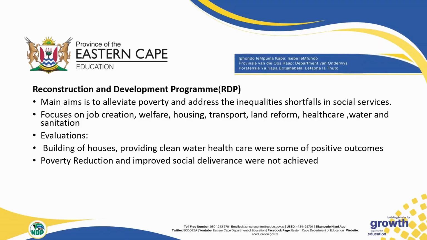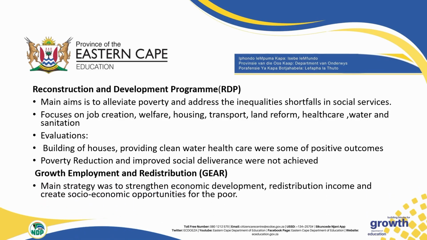Then as for poverty reduction, it is still a problem. Those are the negative outcomes, because in South Africa, there is still a high rate of poverty and unemployment as well. Then let's go to policy number 2. Policy number 2 is growth, employment, and redistribution, GEAR. So what is their main strategy?